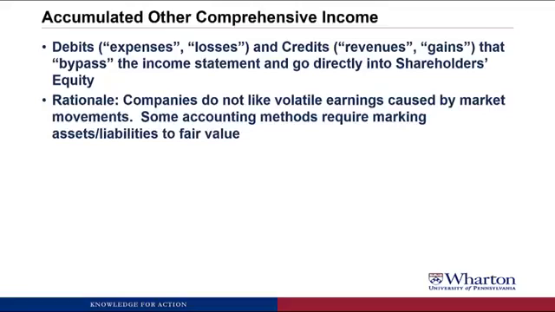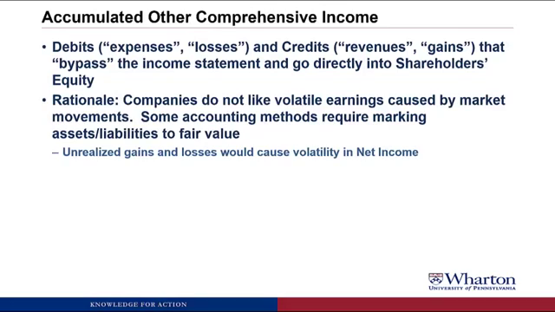The rationale is that companies don't like volatile earnings caused by market movements, but we have some accounting methods out there that require marking assets or liabilities to fair value, marking them to market value, which then create unrealized gains and losses, which would cause that volatility in net income.